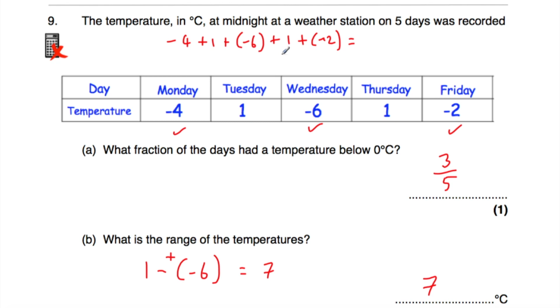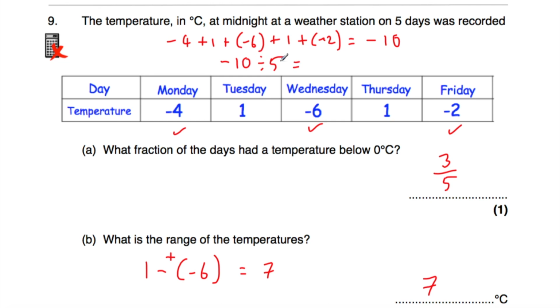Plus 1 would be -8. And then adding -2 would mean we go down another 2, so that would be -10. So adding up all these temperatures gives us -10. Now we just need to divide by the number of numbers. That is 1, 2, 3, 4, 5 numbers. So we're going to do -10 divided by 5.